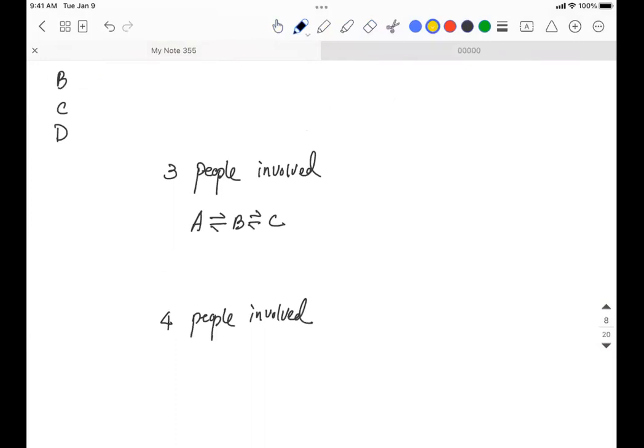Please participate in the discussion. I'd like to hear what you think. Four people all get involved, and then at the end of the day, everyone has the same coins.